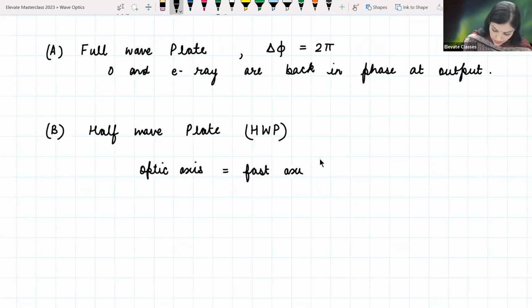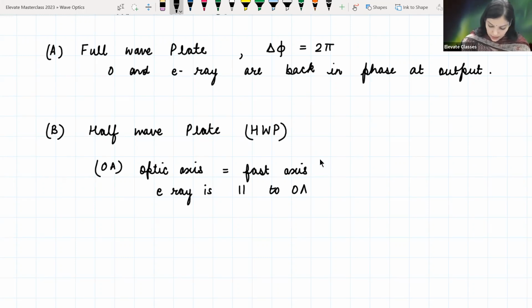Okay, but which ray is going parallel to the optic axis? The extraordinary ray is going, right? So the E ray is parallel to my optic axis, OA. Okay, this is what I've said. But the optic axis is also called the fast axis in certain cases. So what does that mean?